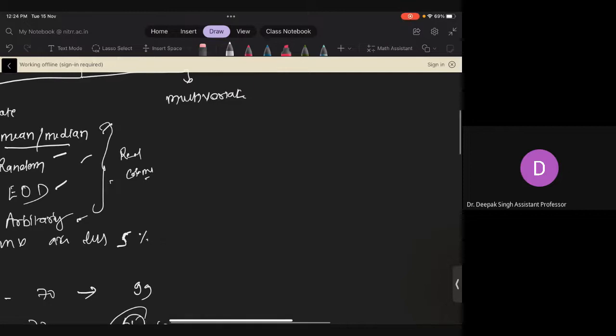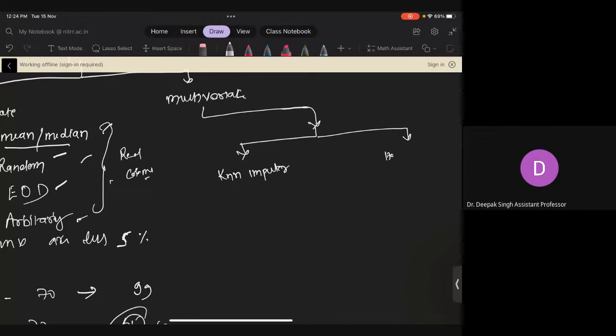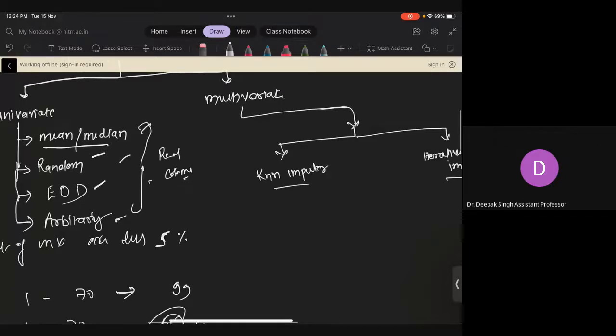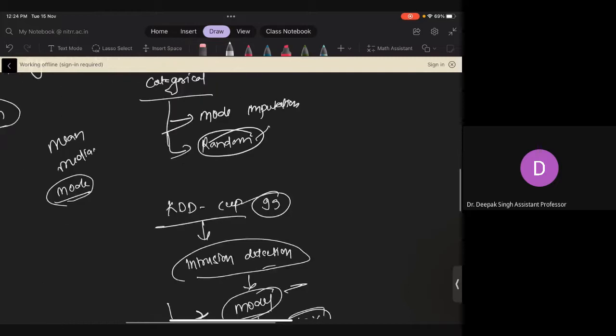Now, let's move towards multivariate imputation. And here, the two most popular methods are KNN imputer and iterative imputer. Before this, I should have introduced those things, but I forgot to introduce.